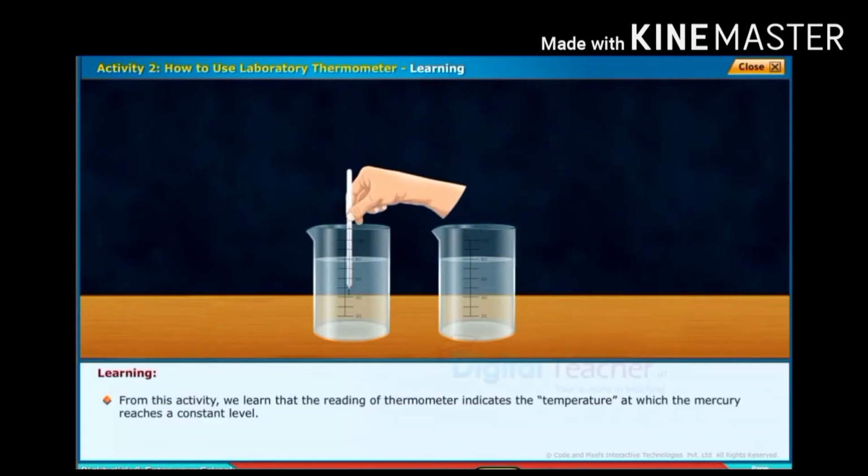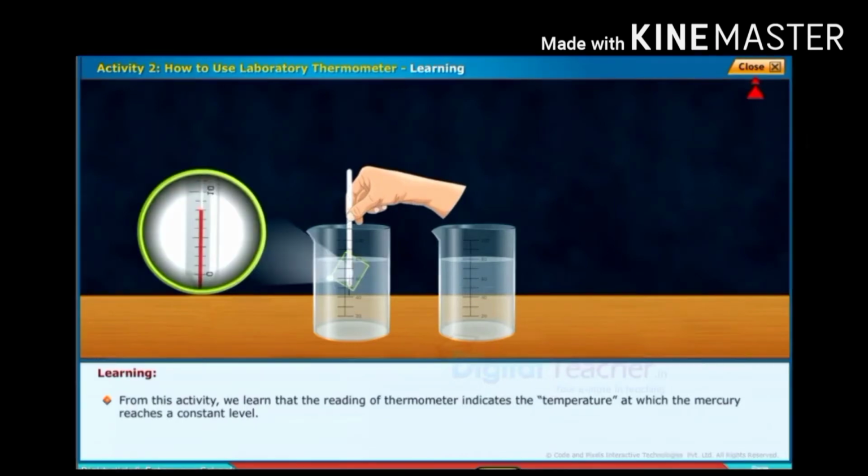Laboratory thermometers range from minus 10 degrees Celsius to 110 degrees Celsius. Means we can measure very low temperatures and very high temperatures with the laboratory thermometer. Mainly it is used in laboratories to measure the freezing points and boiling points of substances.